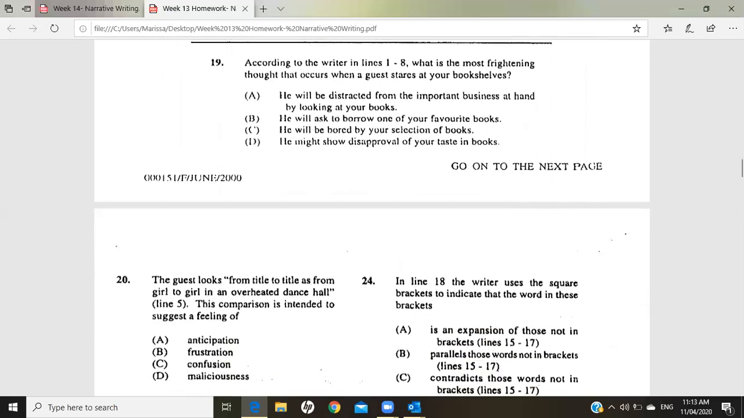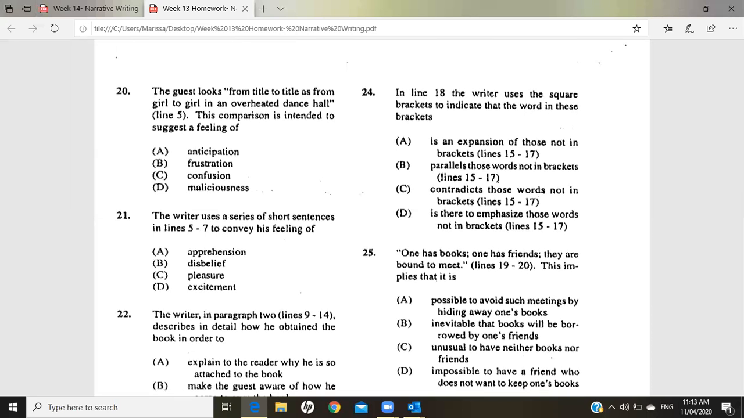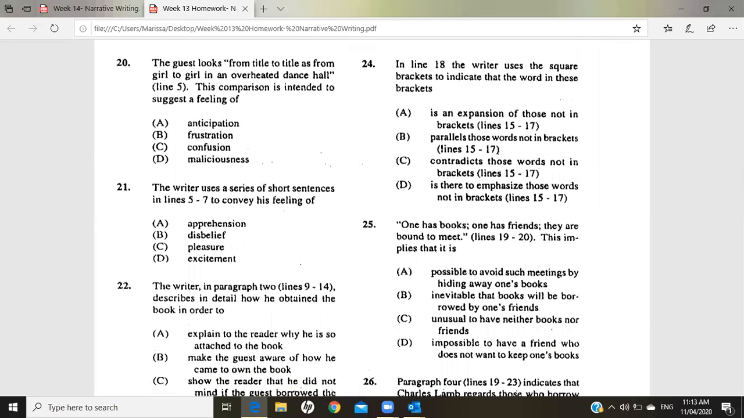Very good. Number 20 says, the guest looks from title to title as from girl to girl in an overheated dance hall. This comparison is intended to do what, Rihanna? I perceive. Number 20 is not C. B. Okay, well, I don't know. The answer is actually A, anticipation, because it means that you know that something is about to happen. So for number 20, the answer was actually A.